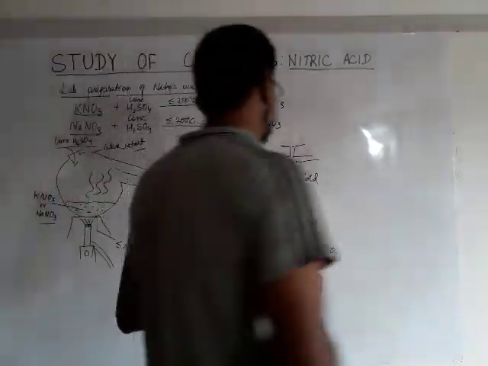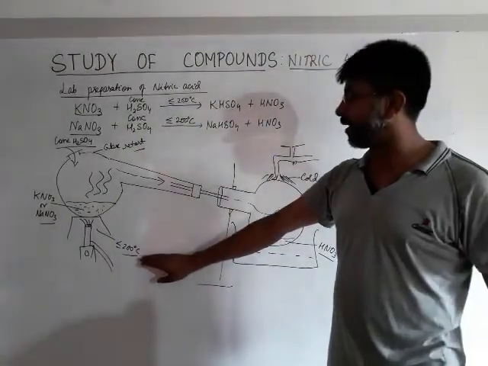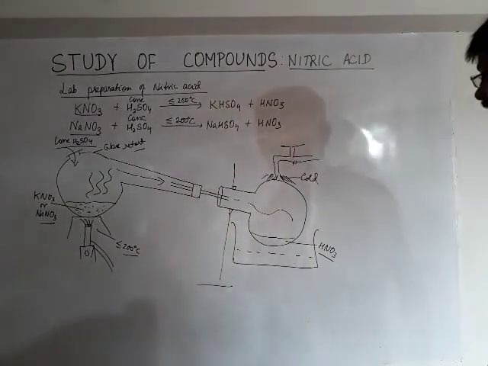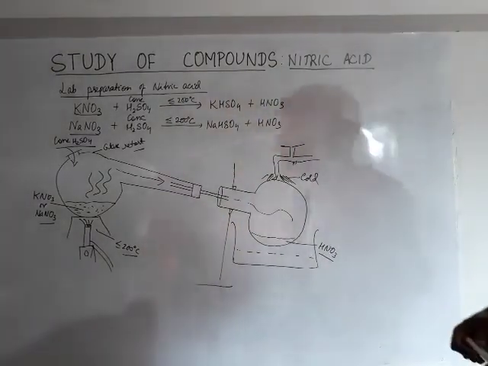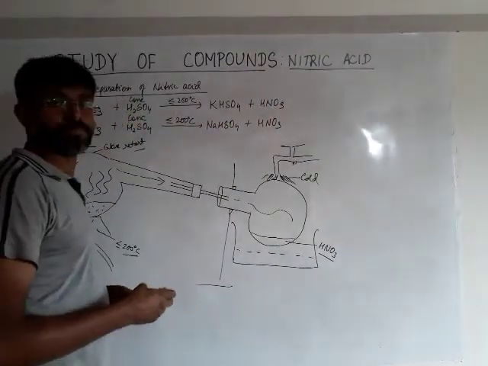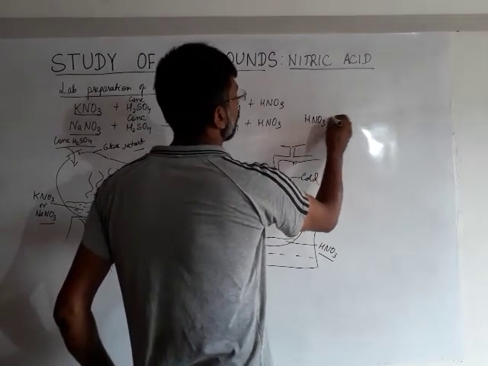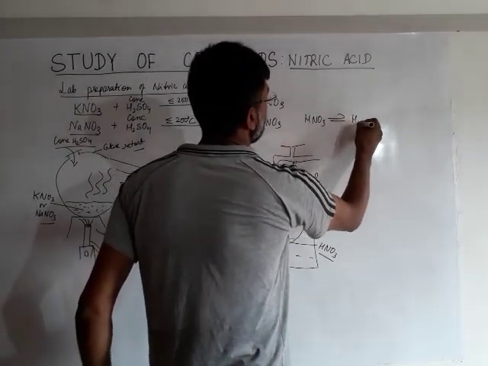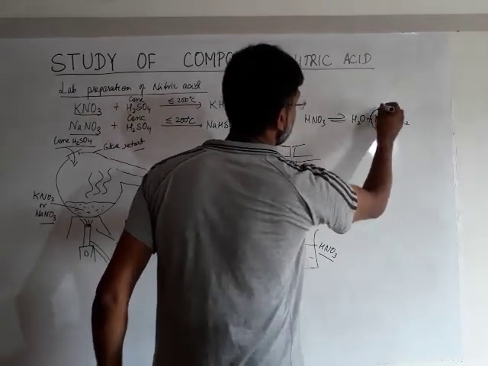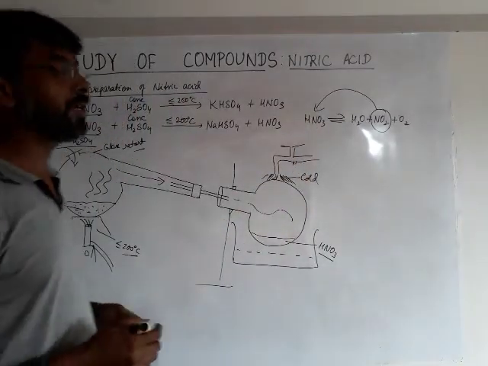Now, my dear students, it is very important to understand that since there is a temperature less than or equal to 200 degrees Celsius in this lab method of preparation of nitric acid, this nitric acid may be slightly yellowish brown. The reason is, at such high temperature, nitric acid undergoes a decomposition reaction to form water, nitrogen dioxide and oxygen gas. This nitrogen dioxide dissolves in the nitric acid to give it a slightly yellowish brown color.